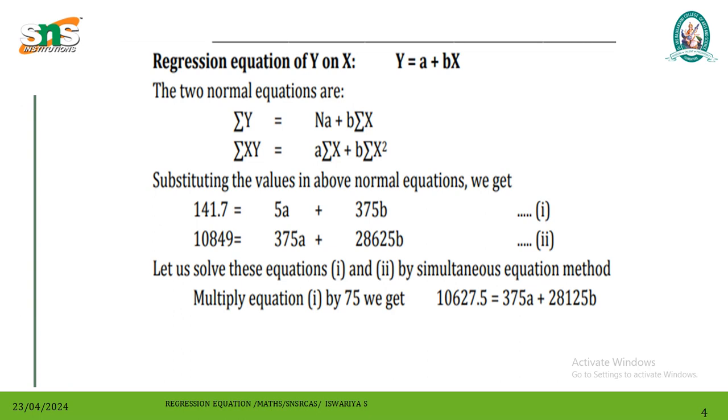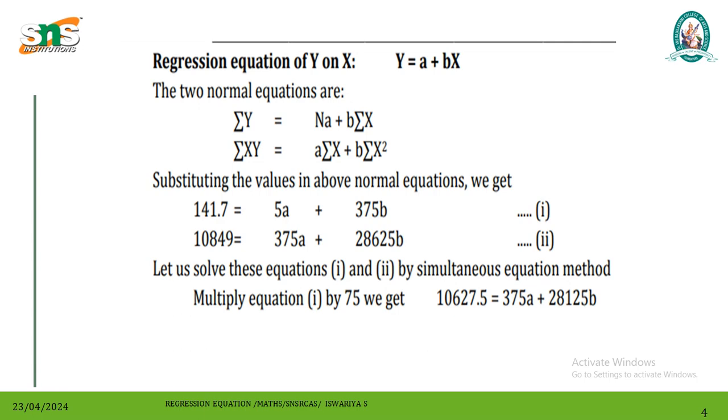The first equation is 141.7 is equal to 5a plus 375b, and the second equation is 10,849 is equal to 375a plus 28,625b. So these are the two equations we get from the normal equations. Now we are going to solve these two equations.